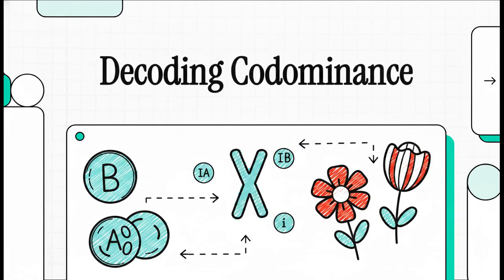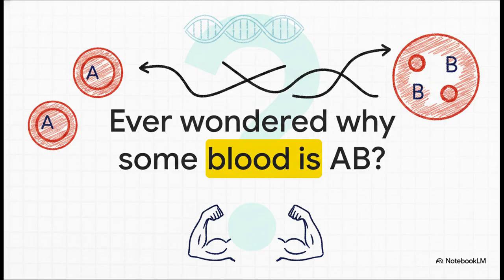Let's get to it. Let's hook right into a real-world macro puzzle, okay? Have you ever wondered why some blood is AB? I mean, really think about it. Why do some people possess a blood type that isn't simply A nor simply B, but instead a full-blown expression of both? This whole puzzling phenomenon is honestly the perfect gateway into understanding how certain genes interact when, well, neither one is willing to step back.